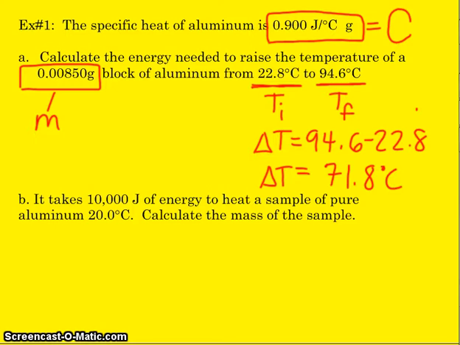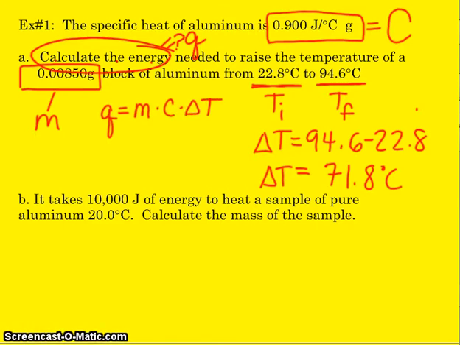So I think I've identified all the numbers that were given in the question. Now I want to know what the heck they want. So I look for what they're asking for. And what it tells me to do, I circle: calculate the energy. That's what they want to know. Energy is heat. Heat is Q. So that's my Q in my question. Since the temperature is changing, I am going to use the equation Q equals M times C times delta T. And now I just plug in my variables and solve for Q.